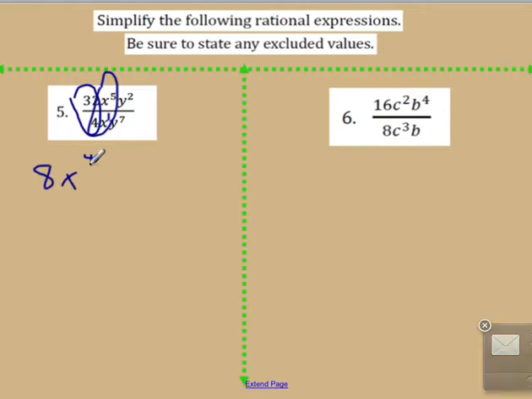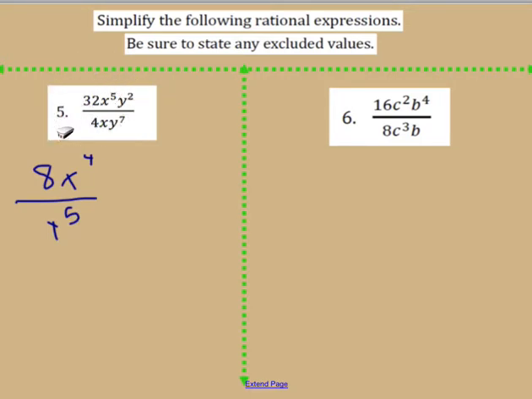Then I have y squared divided by y to the 7th, and when you subtract those out, you're going to end up getting y to the 5th, and that y to the 5th needs to go on the bottom because the larger amount of y's are on the bottom. So now this is my simplified form.